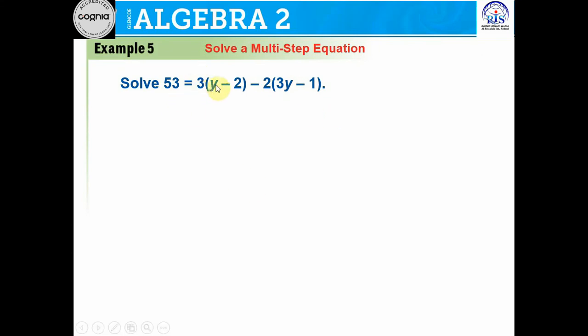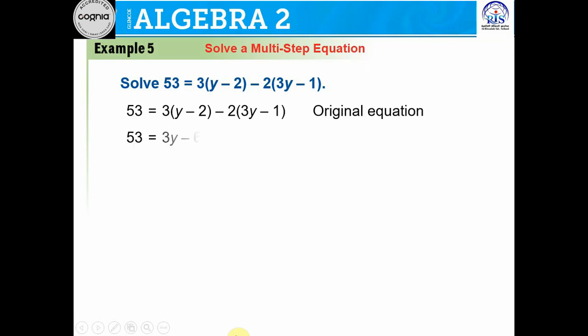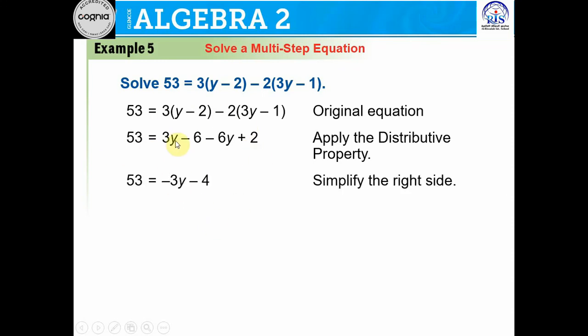53 equals 3 times y minus 2, minus 2 times 3y minus 1. Here before I solve, I must simplify, or I must get rid of the brackets. I multiply 3 by y and negative 2, then I multiply this negative 2 by 3y and negative 1. After I simplify, I must add or subtract the like terms. See here, 3y and negative 6y, it's negative 3y, negative 6 plus 2, it is negative 4. Now I get rid of negative 4, plus 4, plus 4.